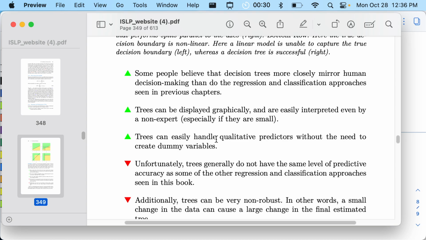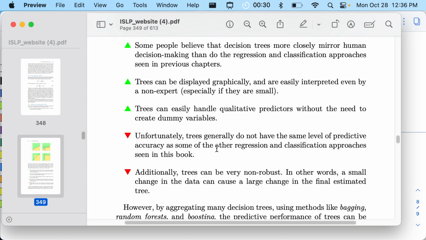They can also work with missing data, right? If you have missing data, you can have a rule for which way you go. But this is the thing that I said. Trees do not have the same level of predictive accuracy as other methods. So one tree on its own is not great. And they are also non-robust, so they have high variance. A small change in the data will change the final tree. When you're choosing these boundaries, if you change a couple data points, it'll make the boundaries totally different. So these are the 2 disadvantages.